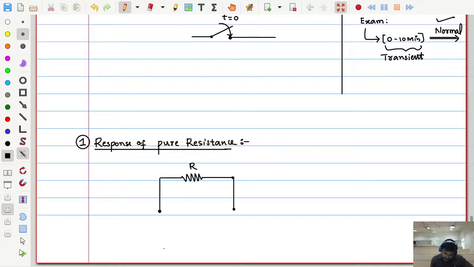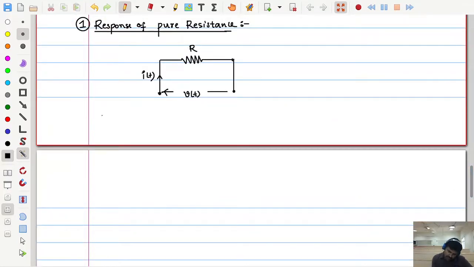Let us consider a voltage v(t) is applied to this. As a result, a current i(t) is flowing through the resistor. If we consider this applied voltage v(t) is equal to Vm sin omega t, you can consider cos omega t also, no issue. Vm sin omega t. Now let us try to see all the parameters when we give this kind of voltage to the resistor.